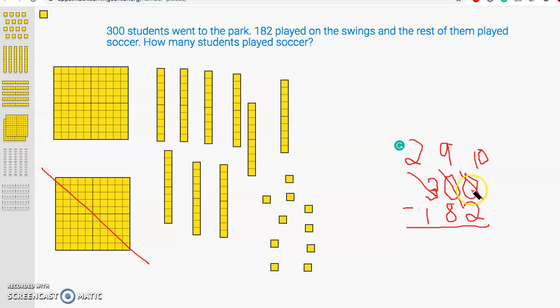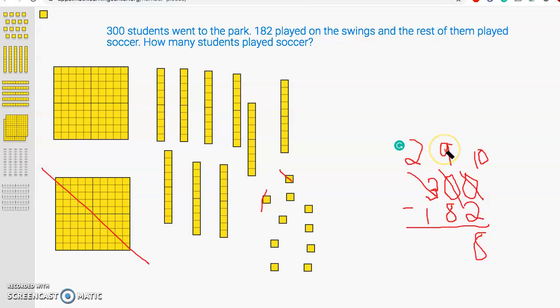So let's start by subtracting in our ones. I'm going to take 10 ones minus 2 ones. So I have our 10 ones, I'm going to subtract 2. 1, 2. And now I'm left with 1, 2, 3, 4, 5, 6, 7, 8. 8 ones.